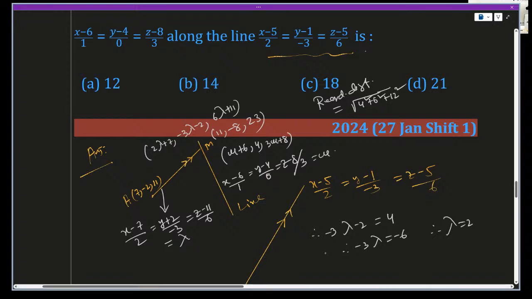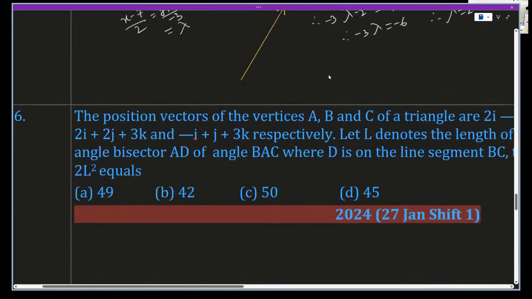I think it's coming. This one I got the answer at least. 14 is the answer. Okay? Even if I am wrong, it doesn't matter. The method you must understand, and the kind of sum expected you must know. Go for the next.